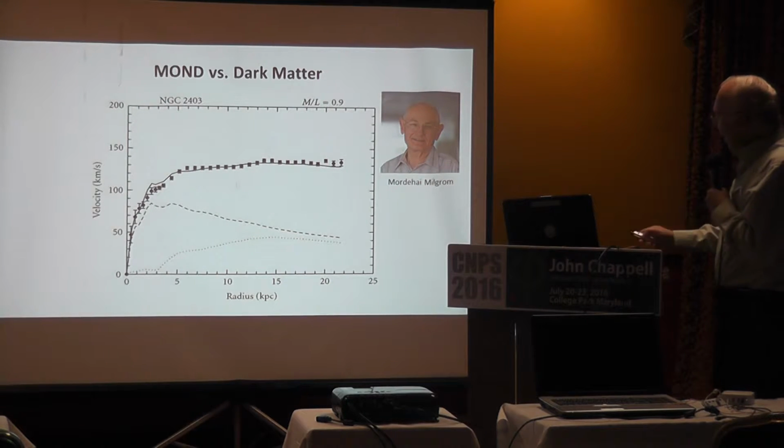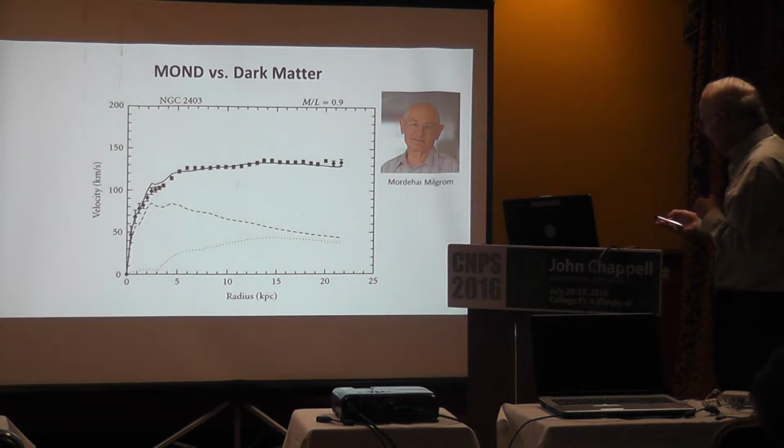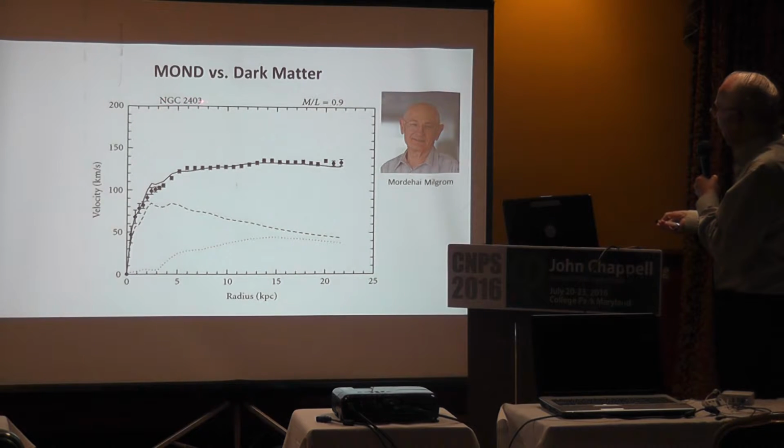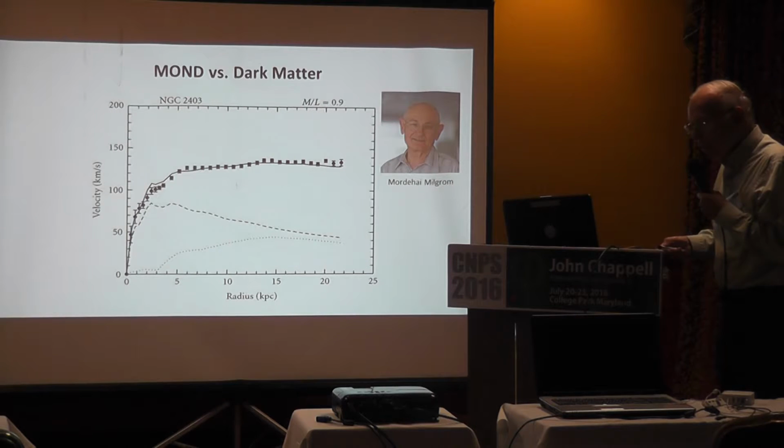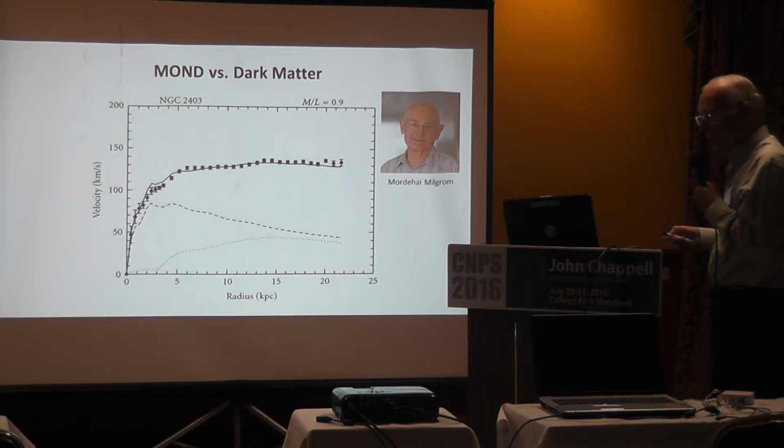Now, if you look at the data for a galaxy, you'll see the dark points are the data for a spiral galaxy, NGC 2403, which is just typical. And a fellow named Mordehai Milgrom discovered that Newton's law predicts this. Einstein's general theory of relativity predicts the same as Newton's law. But if you have a modified version of electrodynamics, you can predict what this solid line has. So he discovered empirically what is called MOND, or modified Newtonian dynamics.